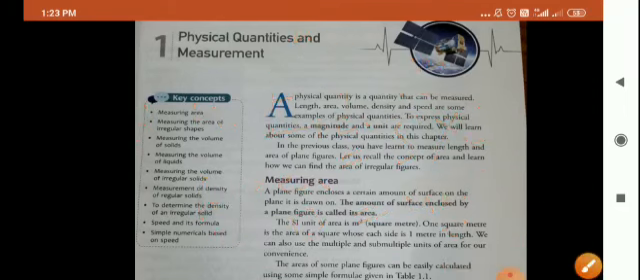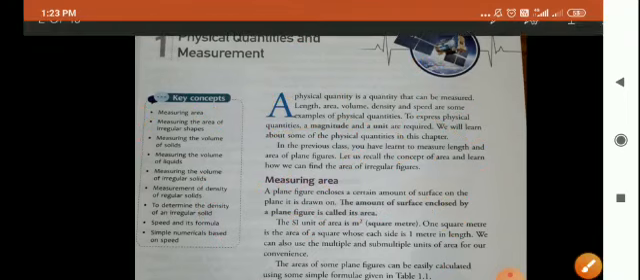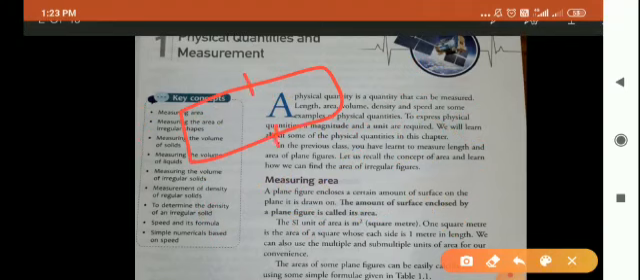Similarly, if you are finding the area of a rectangle, you know that in a rectangle, opposite sides are equal. Let us take centimeter. Suppose this side is 3 centimeter. The opposite side will also be 3 centimeter. And if this side is 2 centimeter, the opposite side will also be 2 centimeter.